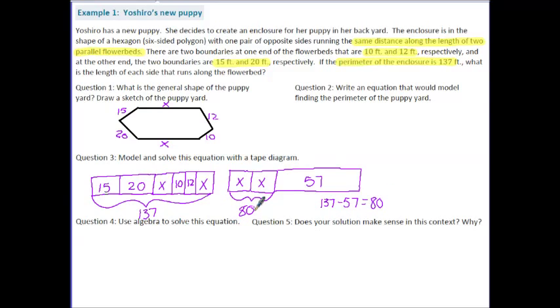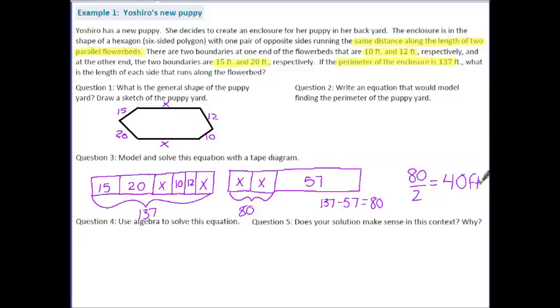So what I'm left here with is we have 2 x's equal 80, so if we divide that by 2, we will get the value for a single x. So we have 80 divided by 2 leaves us with a value of 40. And so this tells us that the length of each of the parallel sides was 40 feet.